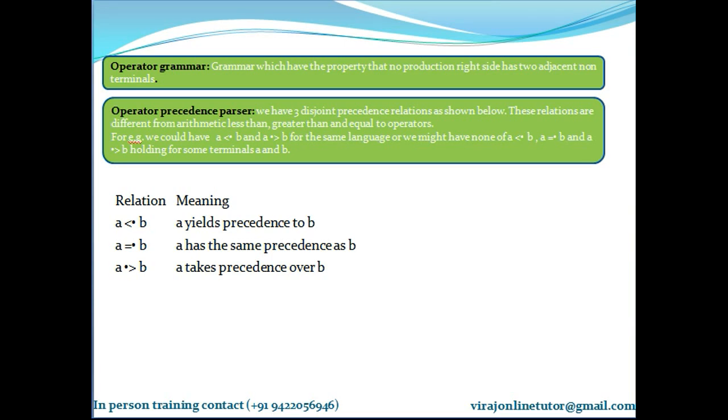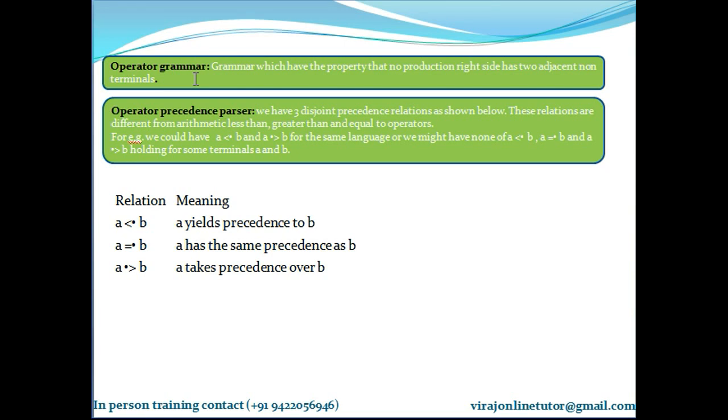Now what is an operator grammar? It is a grammar which has the property that no production's right hand side has two adjacent non-terminals. I repeat, an operator grammar is a grammar whose right hand side does not contain two adjacent non-terminals. You can't have two adjacent non-terminals in an operator grammar.